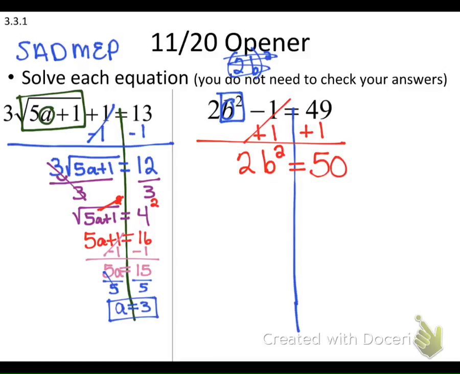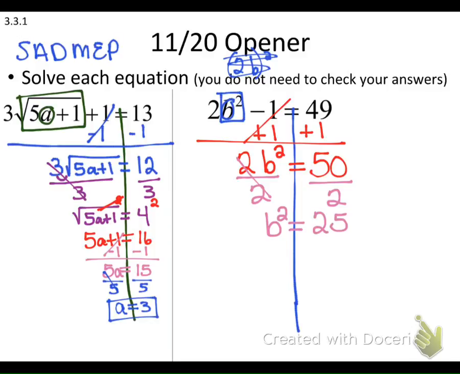Again, the square is still not by itself because you need to get rid of the 2. So in order to get rid of the 2, you do the inverse operation of multiplication, which is division. And you divide each side by 2. So 50 divided by 2 is 25.